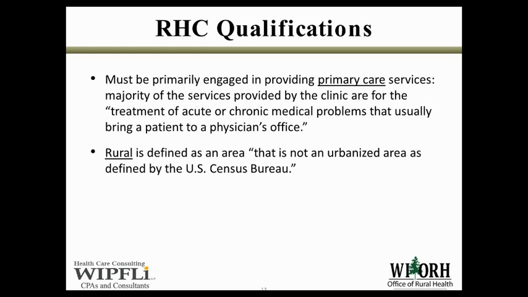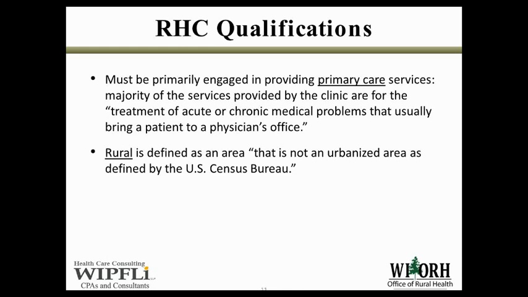The second qualification is that the clinic needs to be located in what is considered a rural area. Now, a rural area designation is really just an exception to what would be considered an urban area. So one way to define rural is that it's an area that is not considered an urban area as defined by the U.S. Census Bureau.